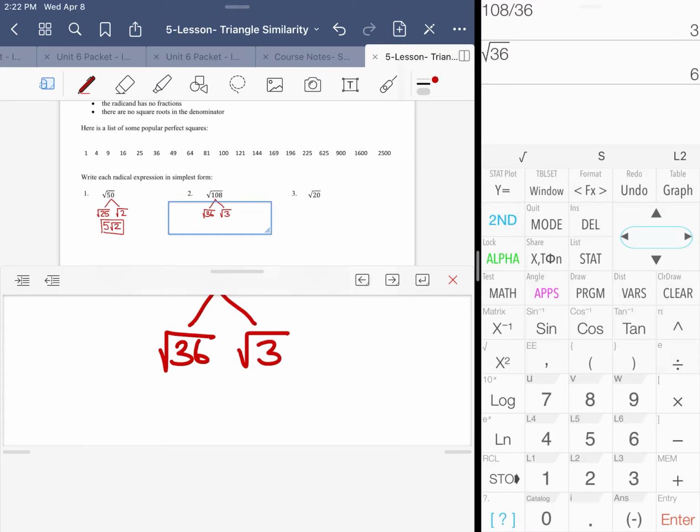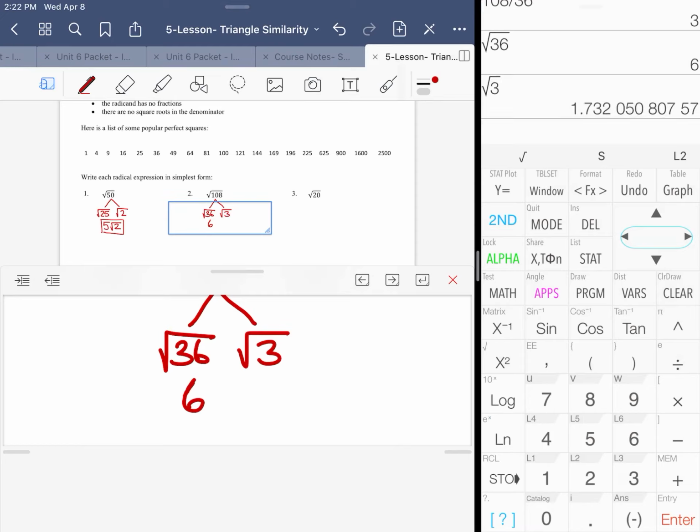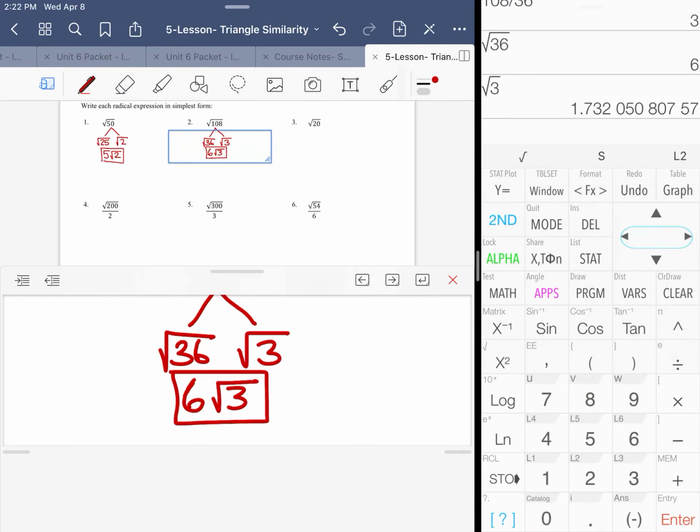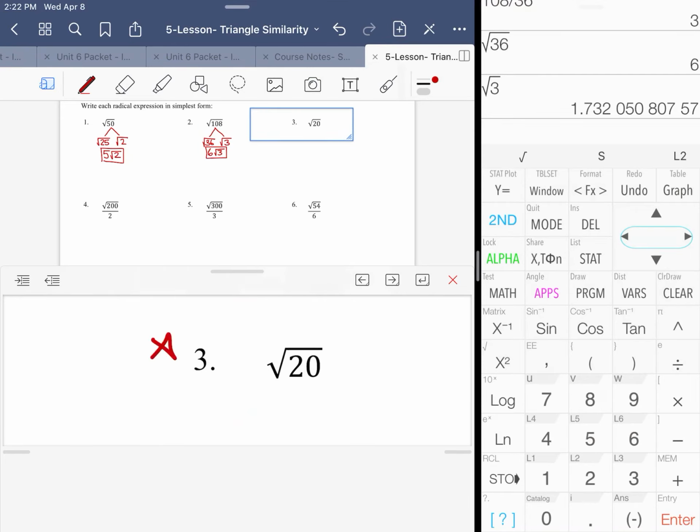The square root of 36 in my calculator is 6. The square root of 3 is a decimal value. For a lot of us this is unnecessary work, but I'm just doing it to show you the nuts and bolts of it. None of those perfect squares are going to meaningfully divide evenly into the 3, so we're just going to leave this as 6 times the square root of 3. We would also call this 6 radical 3, which means the same thing. I'm going to skip number 3 and leave you to do that. I'll put a little star on it.